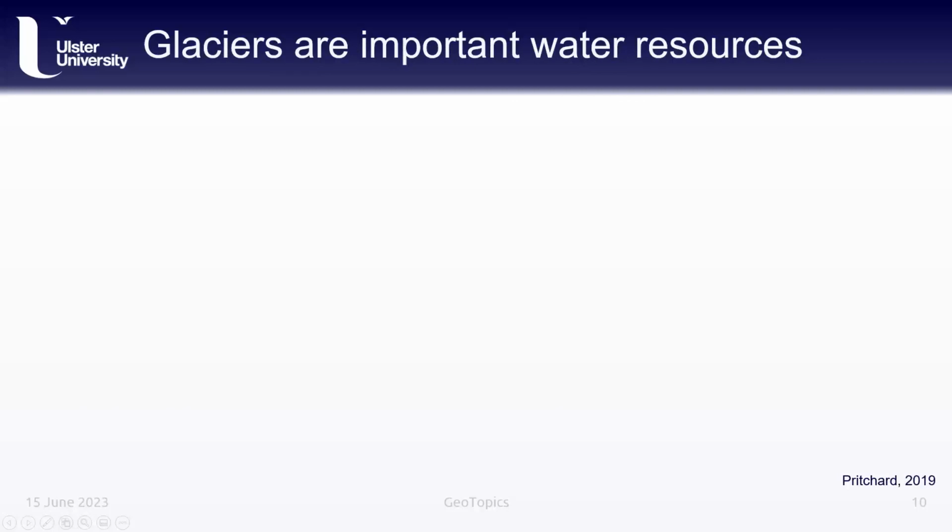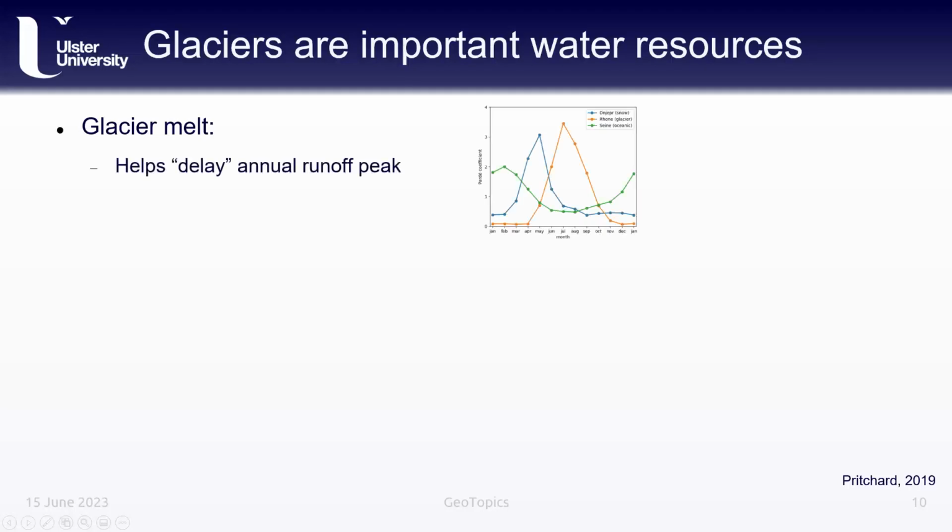Which brings us to another point that we talked a little bit about in the previous presentation, and that is that glaciers are extremely important water resources. So glacier melt helps to delay the runoff peak in river catchments. So this graph here, the green line is an example of the flow over the course of the year in the River Seine, which is almost entirely fed by rainfall. The blue is the Dnieper River in Ukraine, and that is primarily dominated by snowmelt.